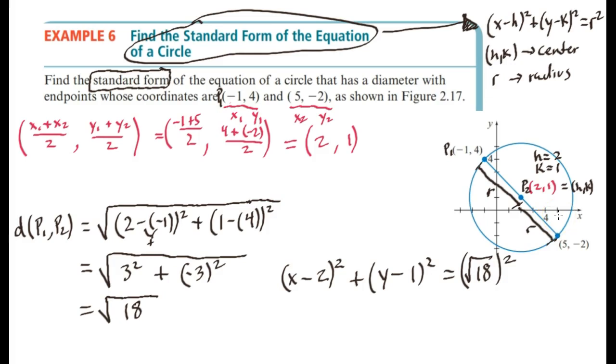At this point, to put it in its proper standard form, you should probably simplify just this part. And so we would have x minus 2 squared plus y minus 1 squared equals the square root of 18 squared. You just get 18. The square cancels out with the square root. And that's what we get. So there we go. We have determined the standard form of the equation of this circle. Let me know if you have any concerns, and I'll be more than happy to help.